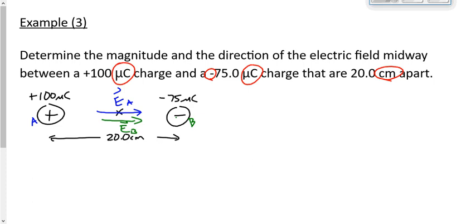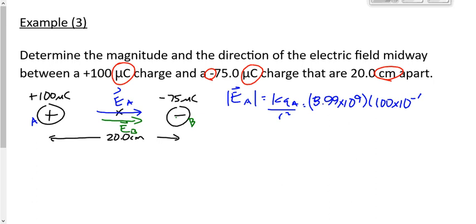Now, let's calculate the field caused by A. The field caused by A is kQA over r squared, right? Because A is a producer. We're trying to find the field strength not where the charge is, so it must be a producer. kQA over r squared. That's 8.99 times 10 to the 9 times QA, which is 100 times 10 to the minus 6. Don't forget that. We're less likely to because we drew attention to it with the red circle. Over r squared. What's the value of r?